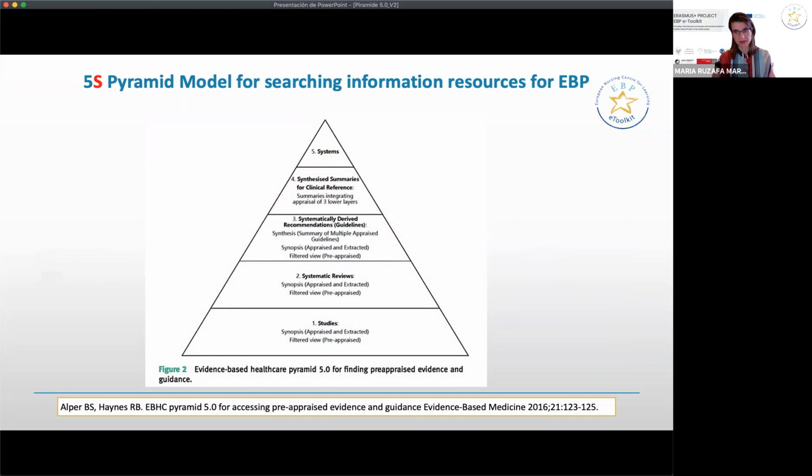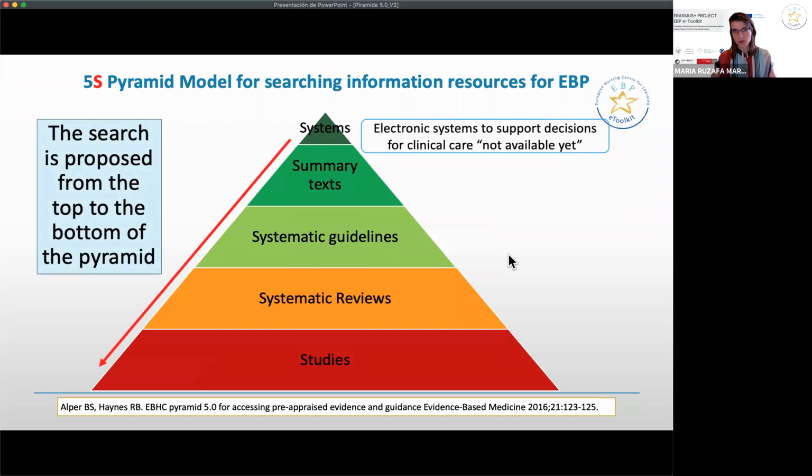And Alper and Haynes proposed to use the 5S pyramid model approach to search for evidence. As you can see here in the slide, this model consists of 5 levels, from the top with the systems to the bottom with the studies or primary studies. Each of these levels should build systematically from lower levels and provide substantially more useful information for guiding clinical decision-making. Ideally, the recommendation is to start your search from the top to the bottom of the pyramid.